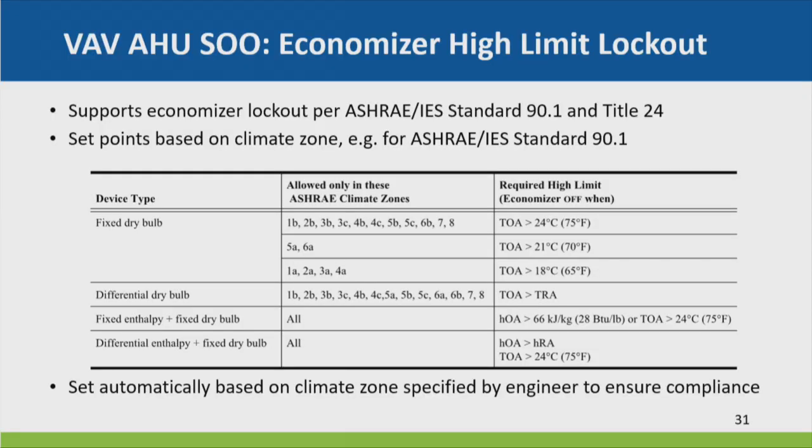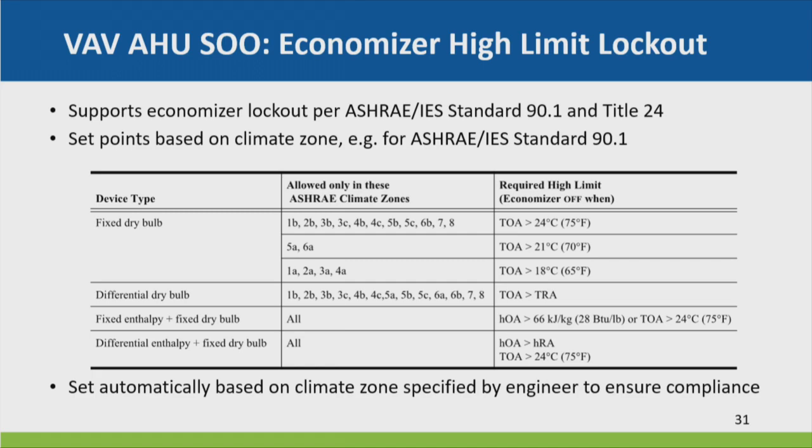So, economizer high limit lockout. We all know that at some point you've got to turn off the economizer because the outside air conditions aren't right for free cooling. A lot of people wanted you, as the designer, to have to say what kind of logic you wanted to do and what the set points needed to be. And I said, no, I see this too often. People don't do it right.